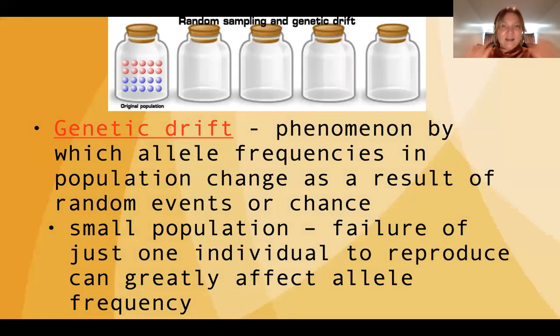or chance. Now, the problem is when you're comparing a large, medium, and small population. If you have allele frequencies change in a small population, it's going to have a bigger effect on the population as a whole rather than a large population. So large populations can withstand gene flow and genetic drift more than small populations can. So for a small population, the failure of just one individual to reproduce can greatly affect allele frequency.